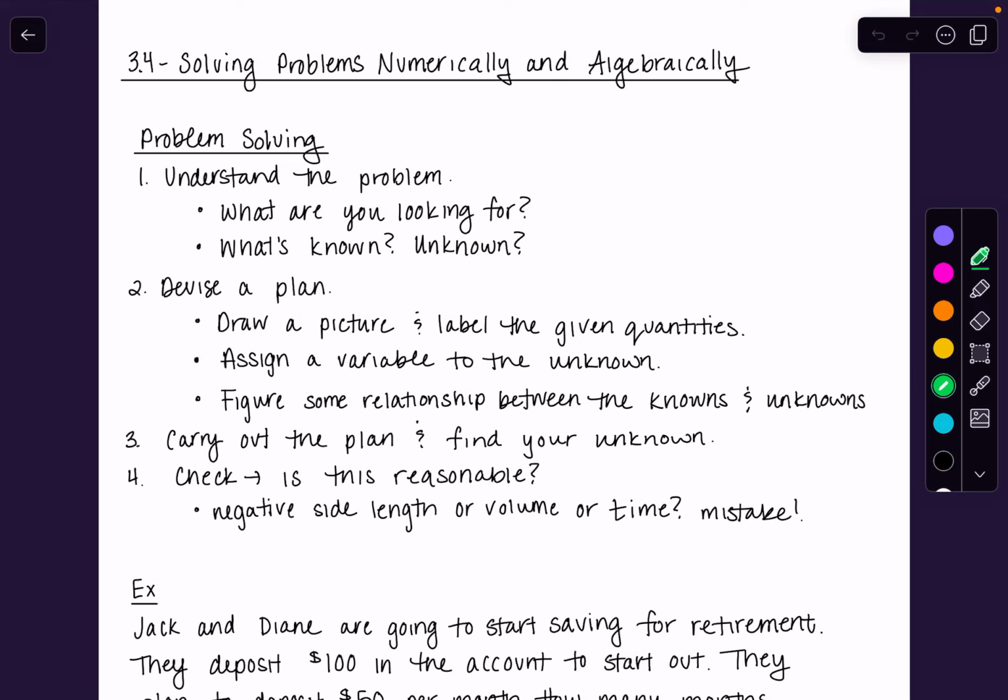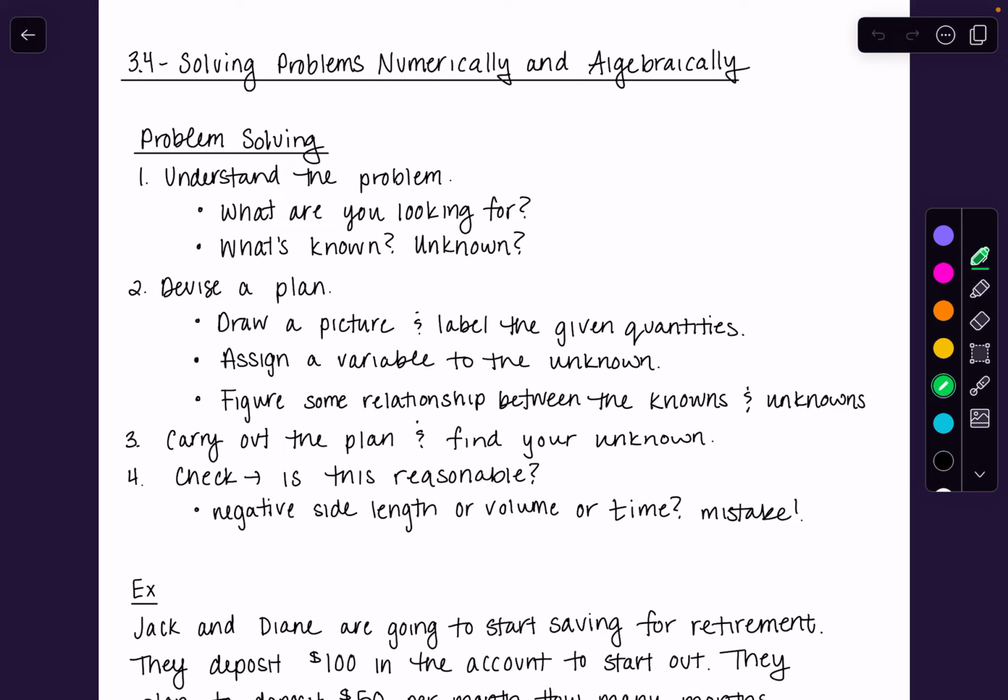So this section is really going to tie everything together, and it's going to use all of the stuff we've learned so far to try to solve problems. And so there isn't a set strategy because every problem is going to be so different from one another, but there's an understanding of things that you need to do within a problem.